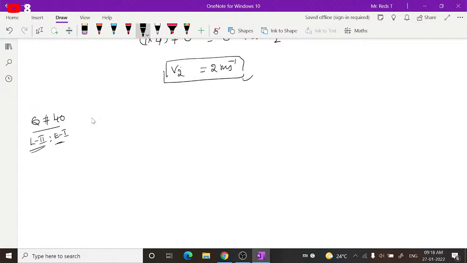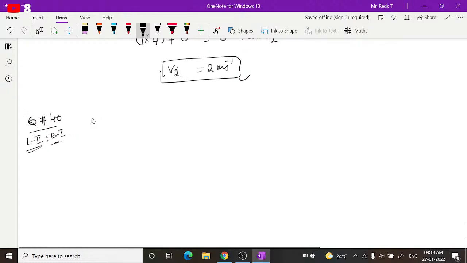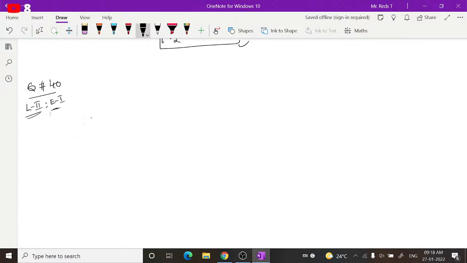If you compare with the previous question, there both bodies were moving in the same direction, but here they are moving in opposite directions. Then how do we have to take the sign conventions of velocities? That is what you have to consider a little carefully and work out. So note it down now. Try yourself.